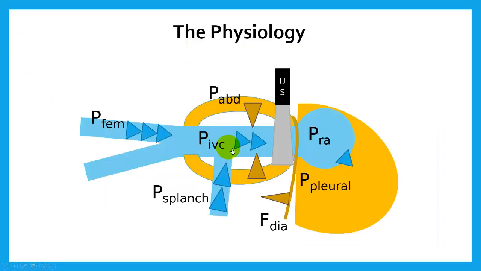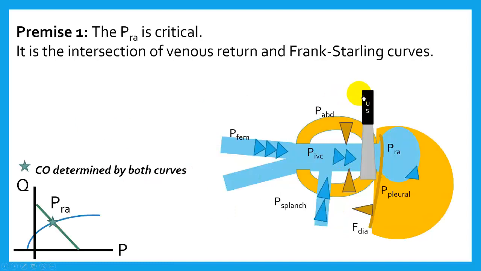So let's go through the physiology. Now these are a lot of the pressures that influence the size of the IVC, but not all of them, and we're going to talk through this a little bit more carefully. So the first premise we've already reviewed. The right atrial pressure is critical. It is the intersection of the venous return and Frank-Starling curves. So we've already looked at these curves, and in the intersection of these 2 points is the right atrium.